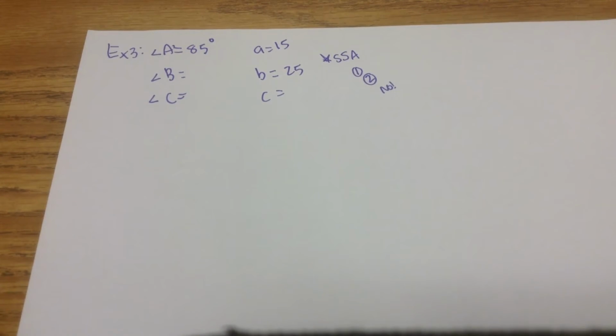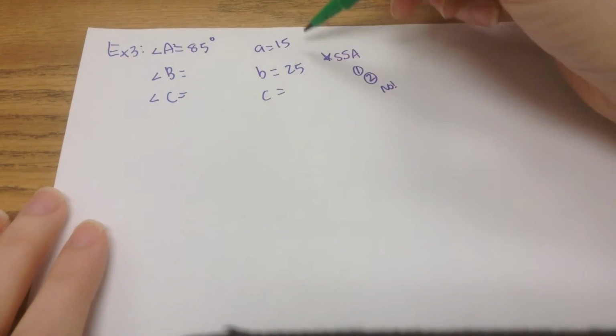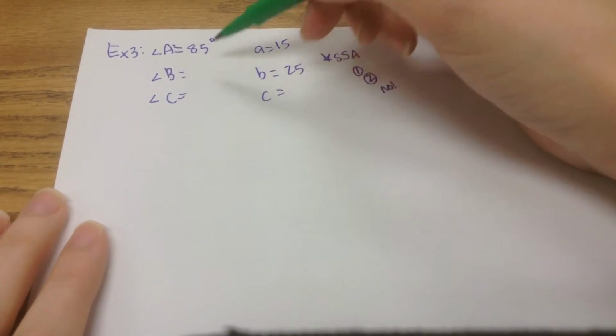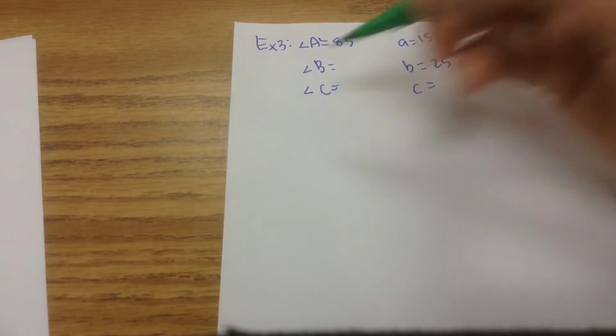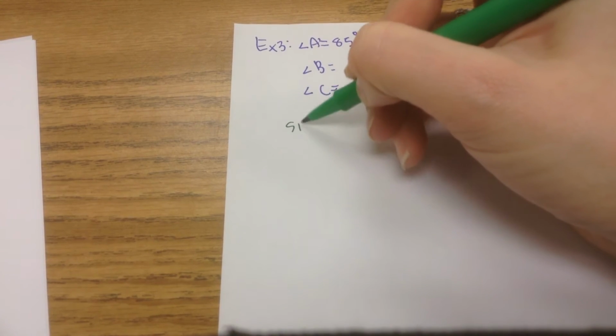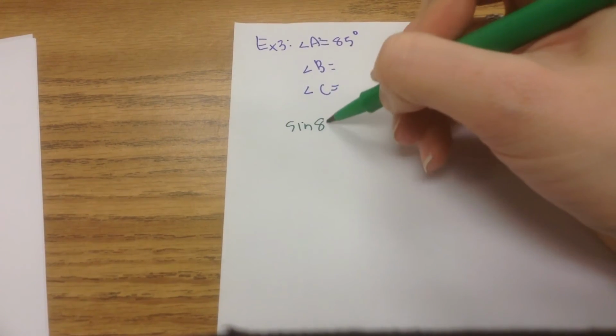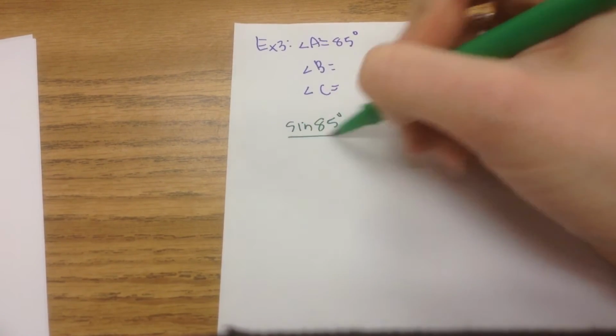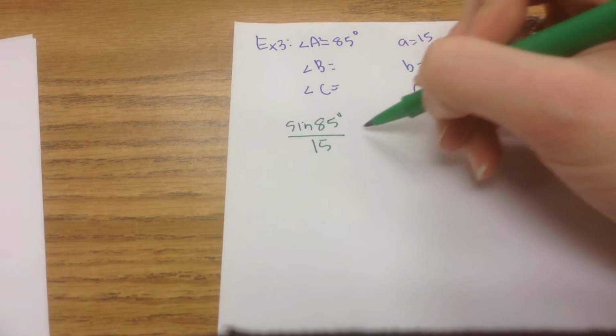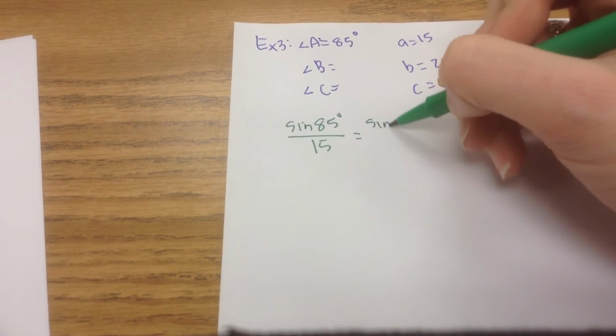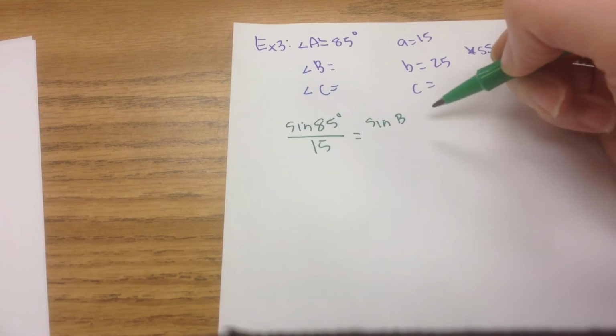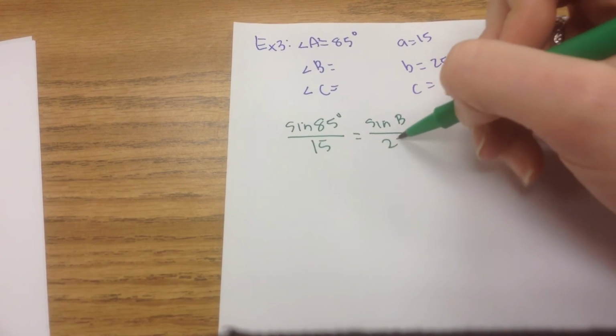All right, so the first thing we're going to do here is solve for that missing piece. Notice we've got a little invisible box. We got one piece missing, so we can solve. So let's get this video so you're not watching my hand. Sine of 85 degrees divided by 15 is equal to sine of B over 25.